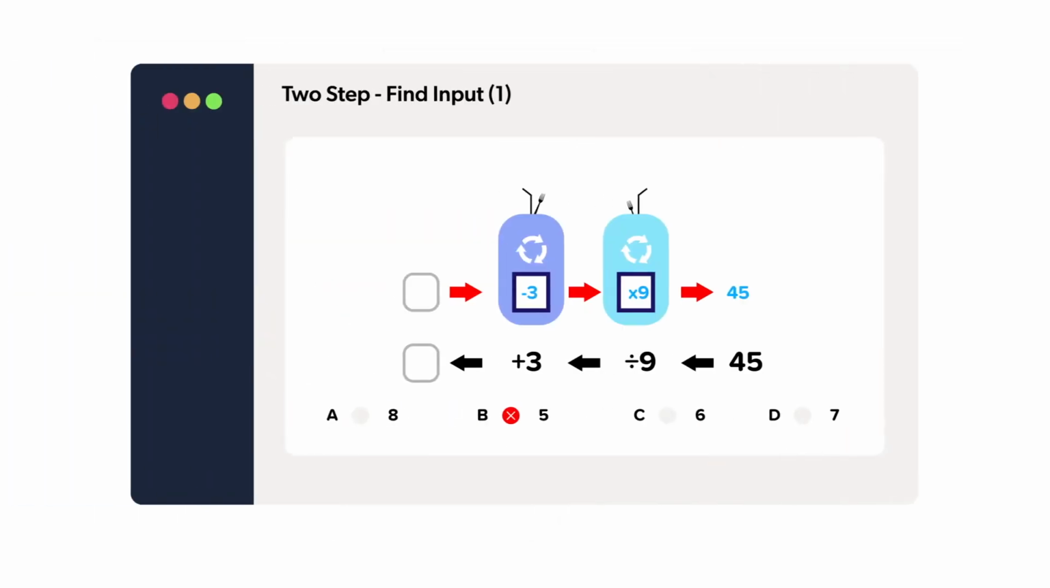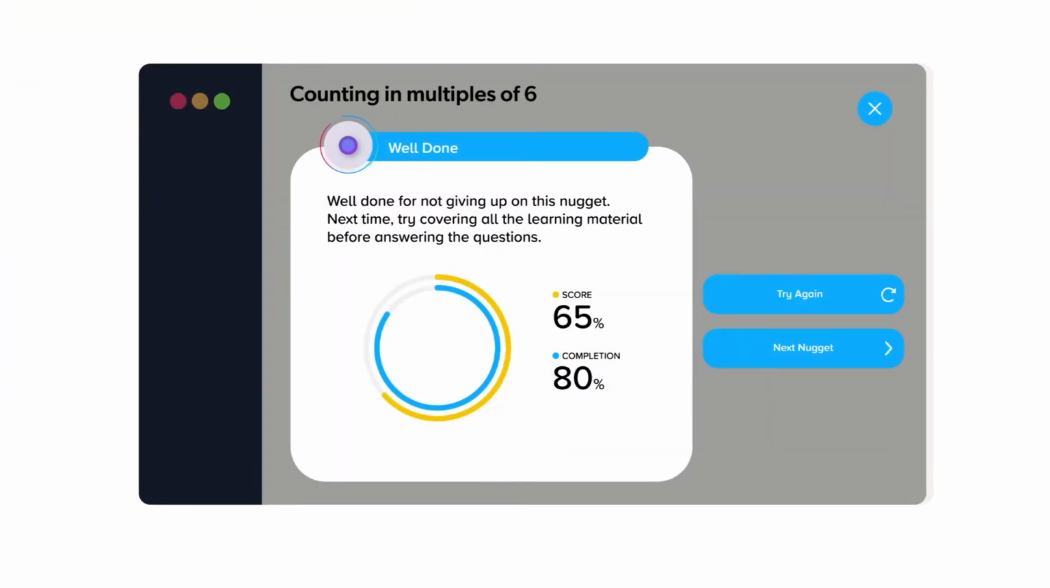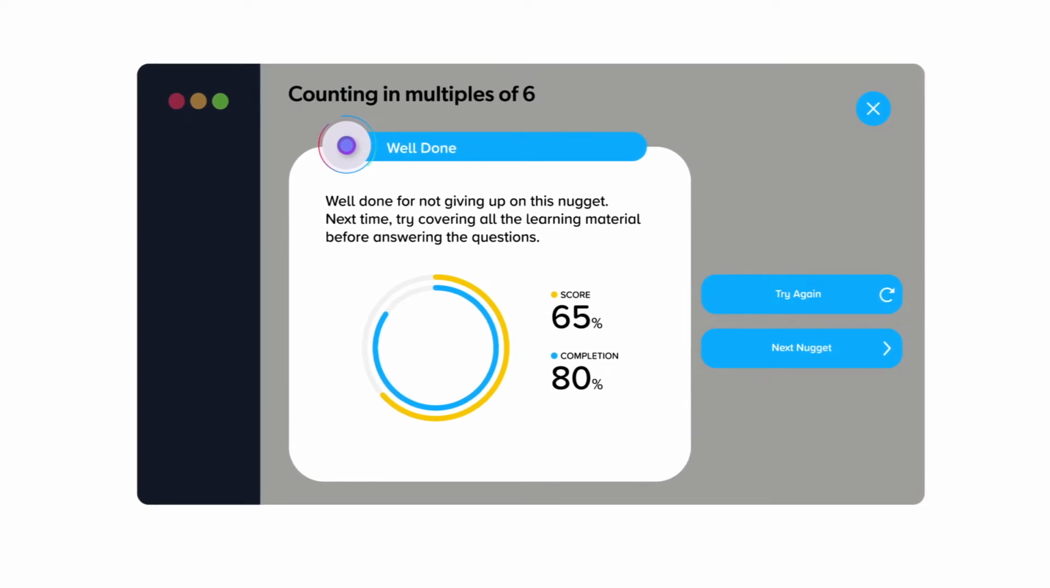Sentry helps each learner to improve through question-by-question and end-of-lesson feedback. Students are clear on where they went wrong and what they need to focus on next time.